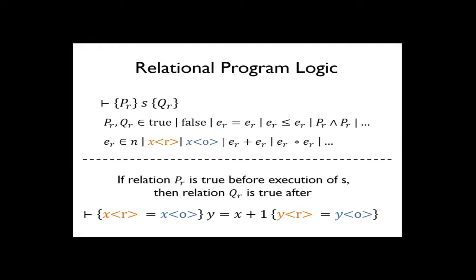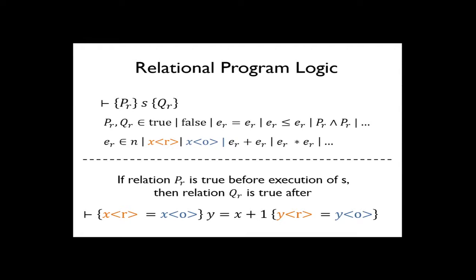Here is what we have colored, where we're going to say that this x angle bracket r is going to refer to the value of x in our relaxed program, in our approximate program. And our x angle bracket o is going to refer to the value of x in the original program. And now what we're going to provide is a sequence of rules, and the way our notation is going to change is that if some relation is true before the execution of s, I can prove that some relation q is true afterwards.